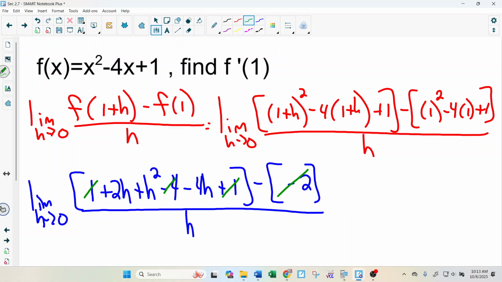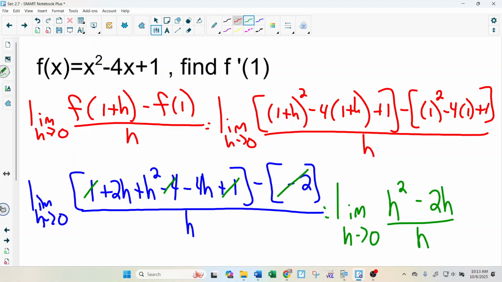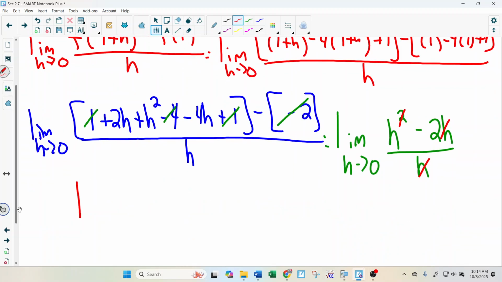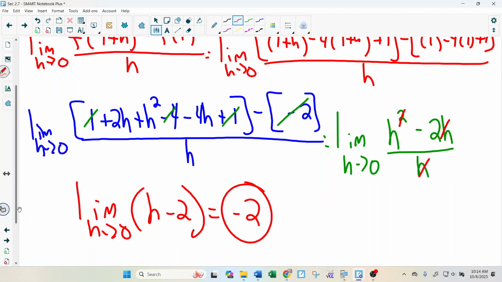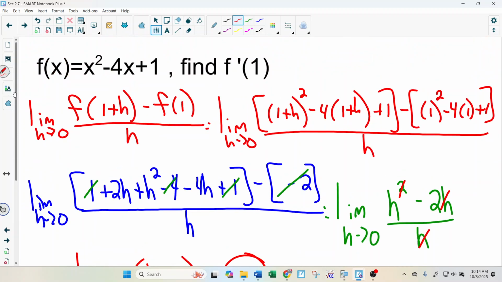And you can see here 1, negative 4, and 1 is negative 2. So that cancels. Everything without an h cancels. Everything with an h stays around. The h's cancel. And we're left with the limit as h goes to 0 of h minus 2, which is negative 2. So that is what the derivative at 1 is.